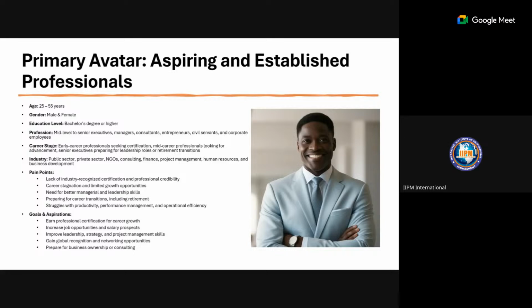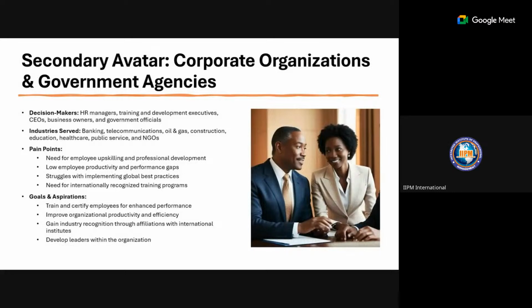Now, what else? Increase job opportunities and salary prospects, improve leadership strategy and project management skills, gain global recognition and networking opportunities, prepare for business ownership or consulting. And when you look at the things we do, these are the areas we always try to address. Now, the secondary avatar.